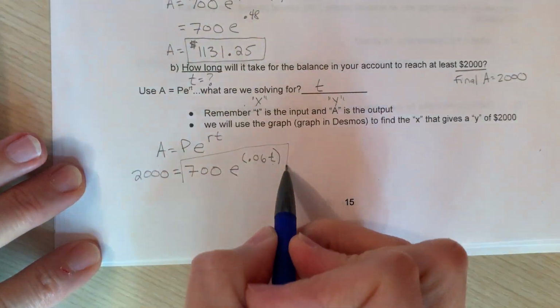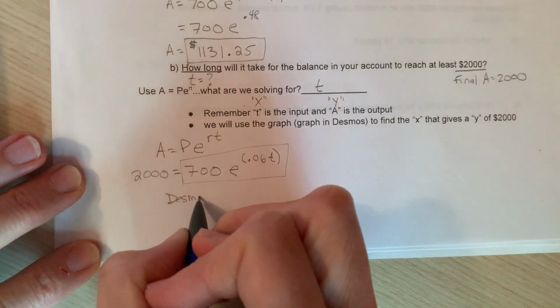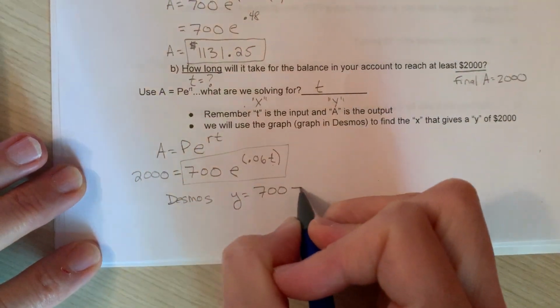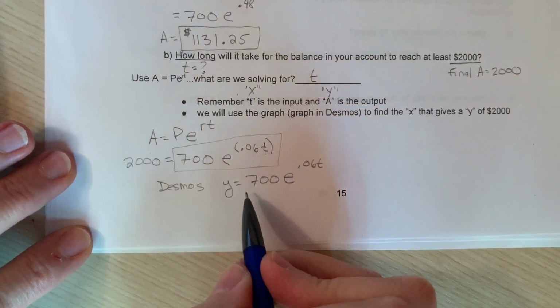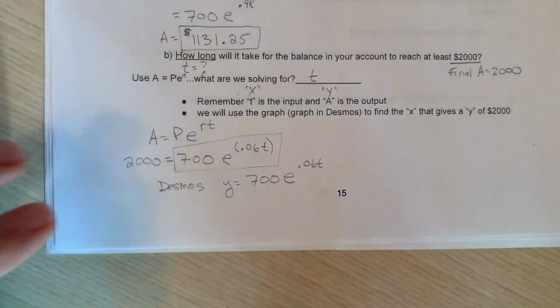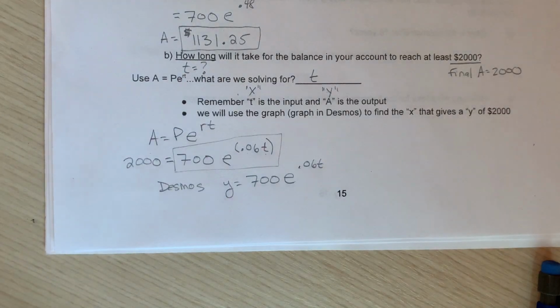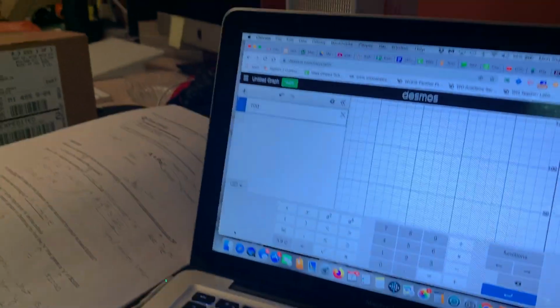We're going to put this into Desmos. So it's going to look like this. Or we don't even have to put the Y equals, so we can just put this right into Desmos. So I'm going to type this in to Desmos and kind of try to show you, I'm going to move my phone here, how to do this. So let me mess with this so I can have you see my computer screen.